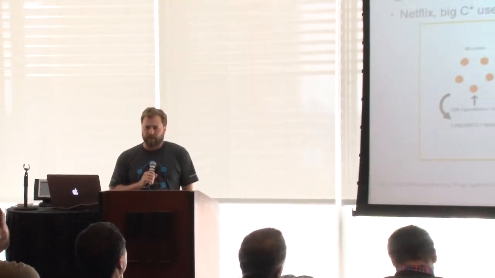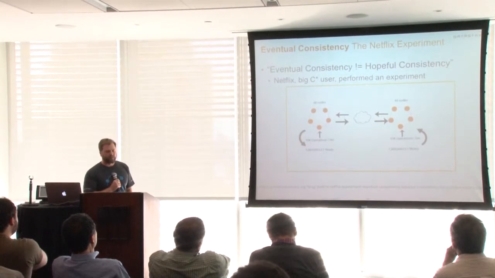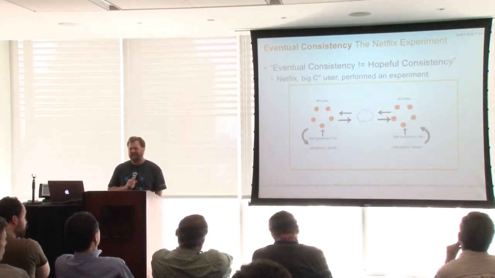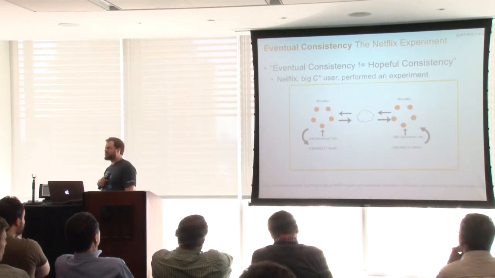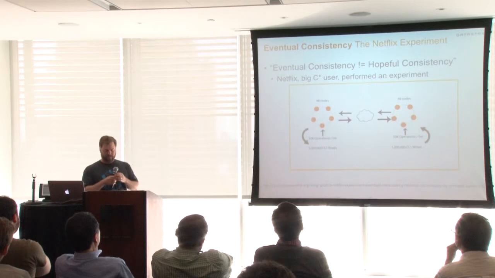How eventual is eventual? This is really one of the things that I think concerns people a lot, right? If I have an eventually consistent database, does that mean that my data will get replicated to other nodes in 2 hours?